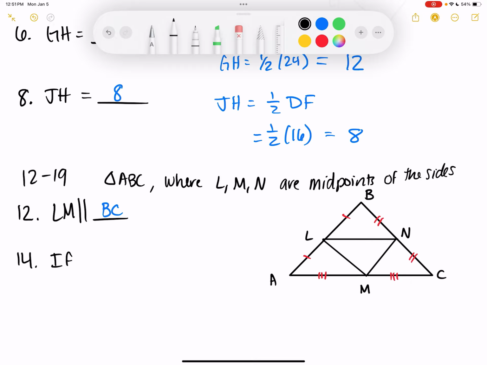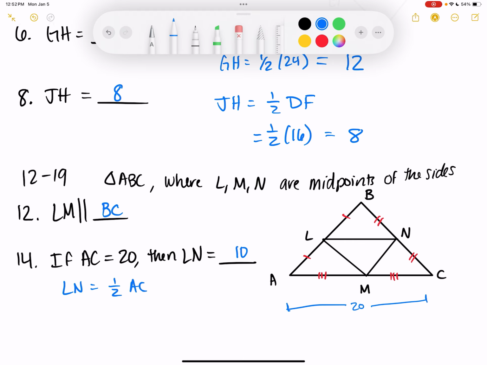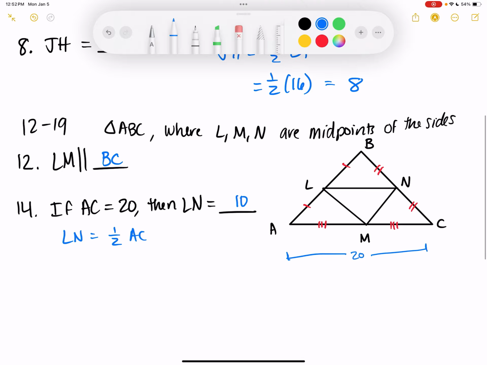14. If AC is equal to 20, then LN is equal to blank. Yep, 10. Now, mathematically, so we can see it, AC is 20. Then half of that value is this one. So LN is equal to 1/2 of AC. So that's how we get that. I don't write it all out, but.